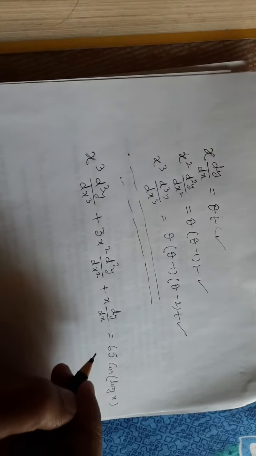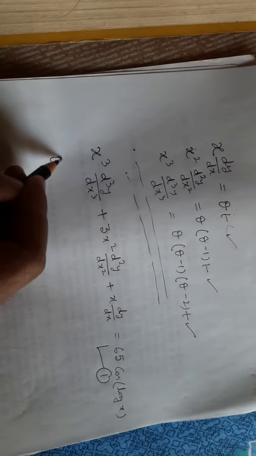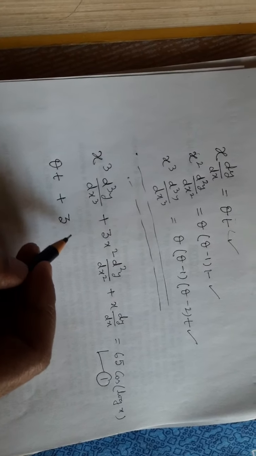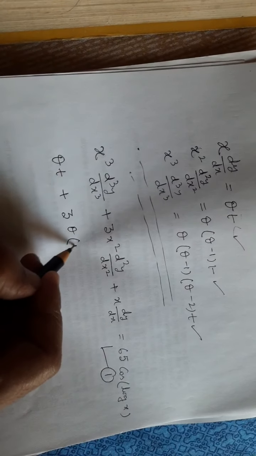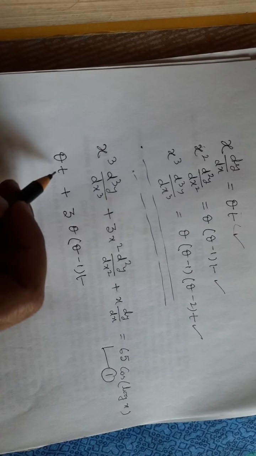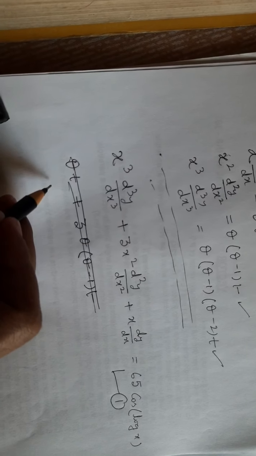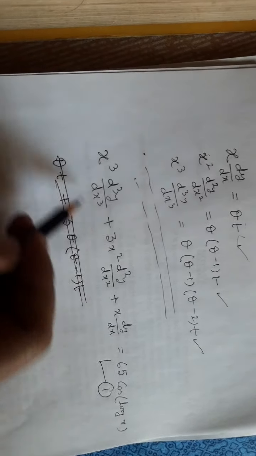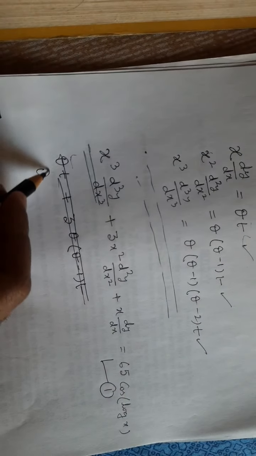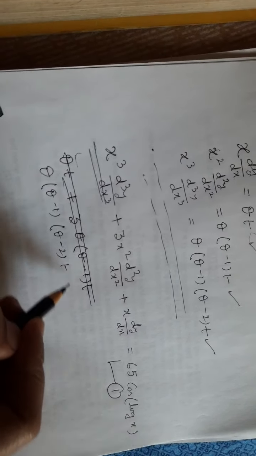Now putting the values in this equation number 1, we have, for x cube d cube y by dx cube, theta into theta minus 1 into theta minus 2 into t.